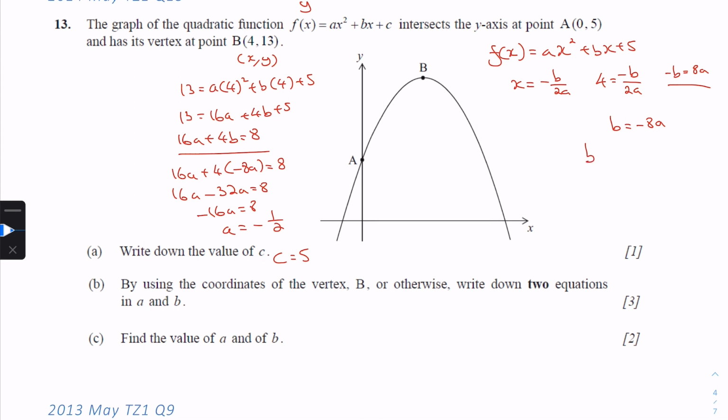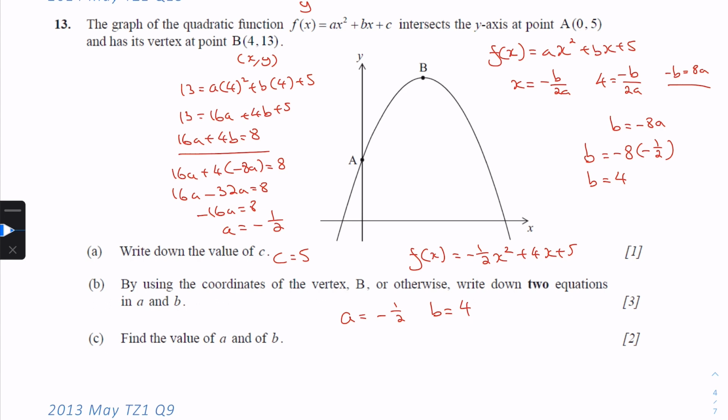So we can now plug it into here. What is a? Minus a half. So what is minus 8 times minus a half? It's a positive 4. So here is my actual equation: f of x is equal to minus half x squared plus 4x plus 5. And that's how I find this original equation. What is a? We already know what a is. a is minus a half. b is 4. And that's the answer for this question.